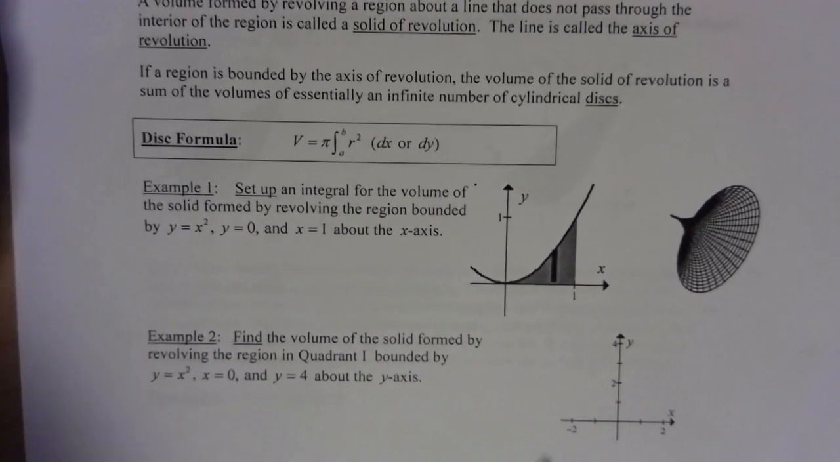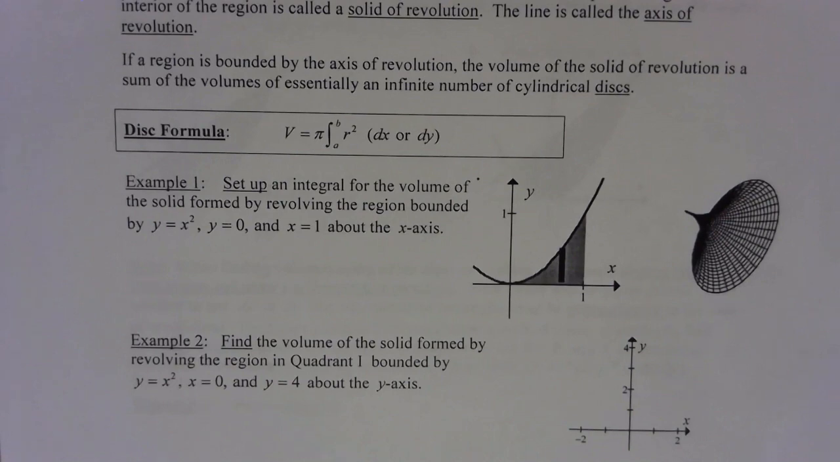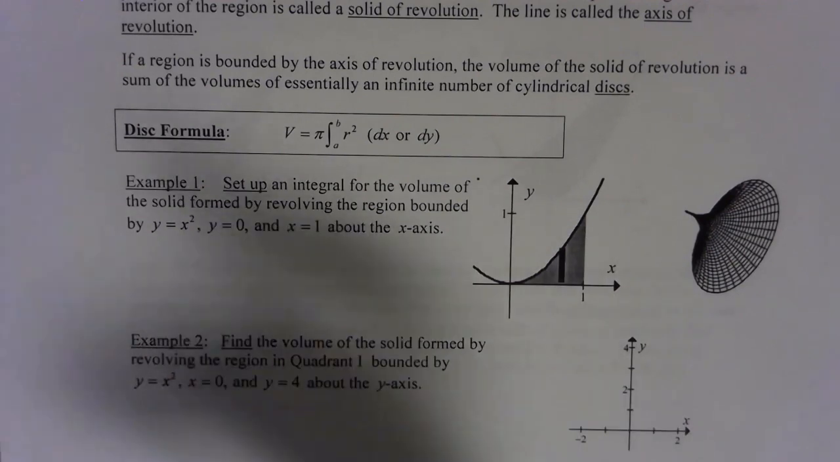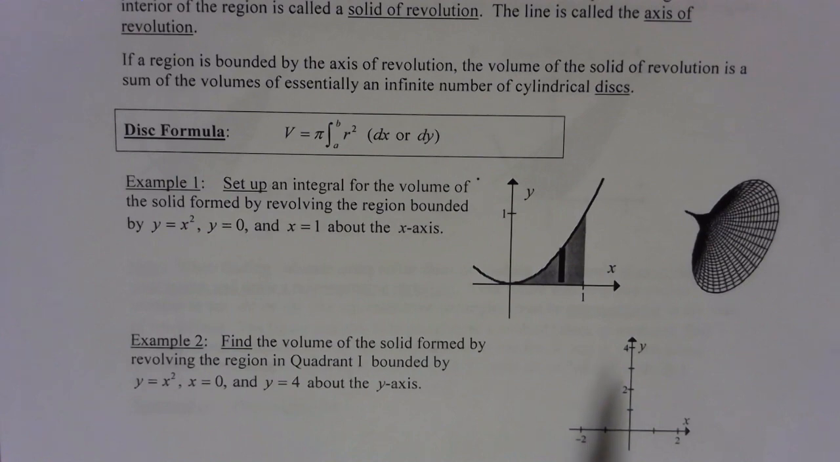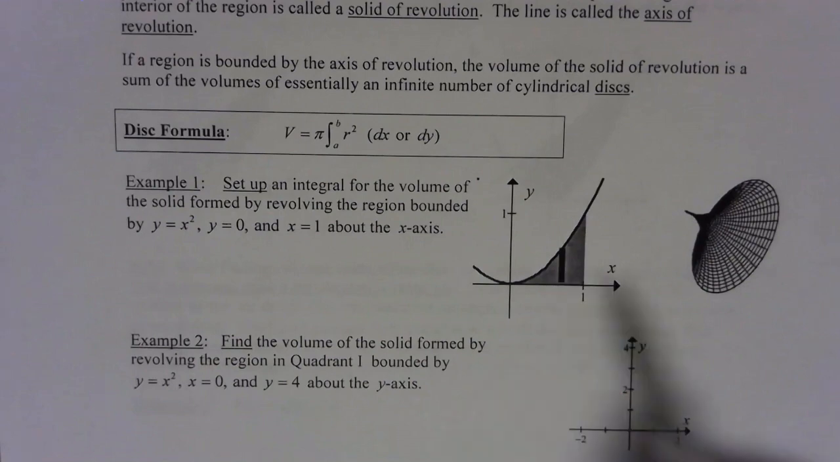So to get the disk formula, it's pretty much our volume formula for the circle. As you can see here, we get a bunch of disks with every step away, and we then add them all together to get the volume. So we're going to set up some of these. Set up the integral for the volume of the solid formed by revolving the region bounded by x squared, y is 0, and x equals 1.